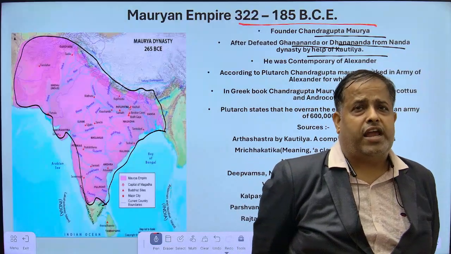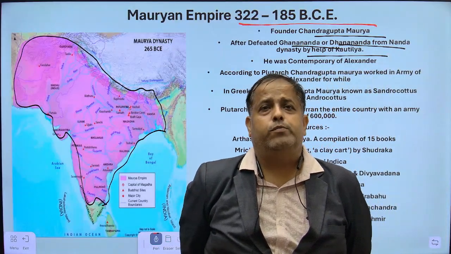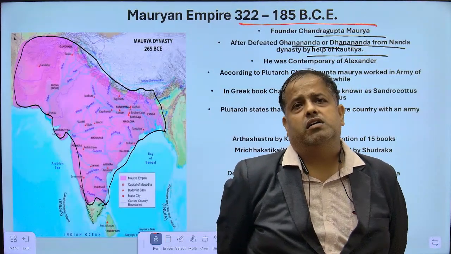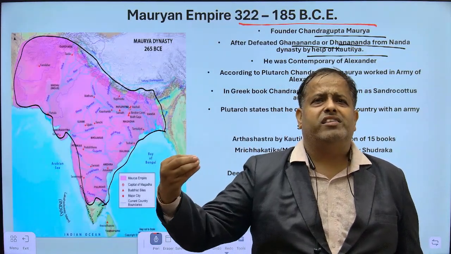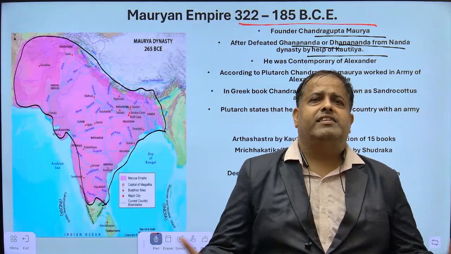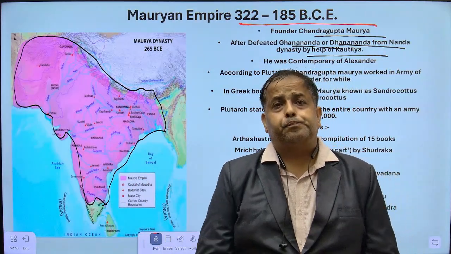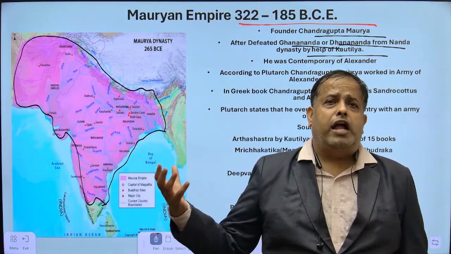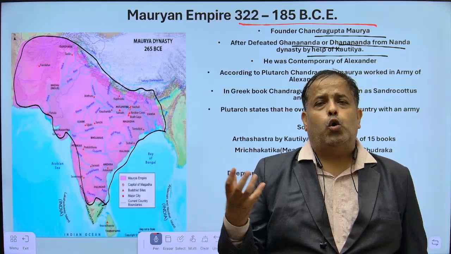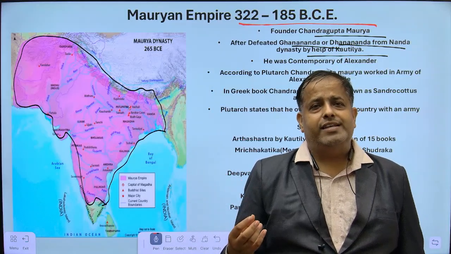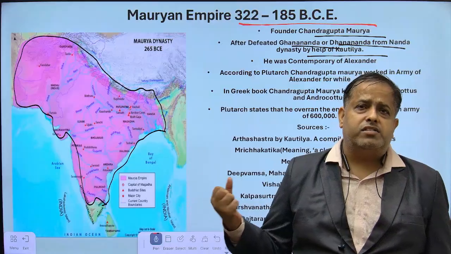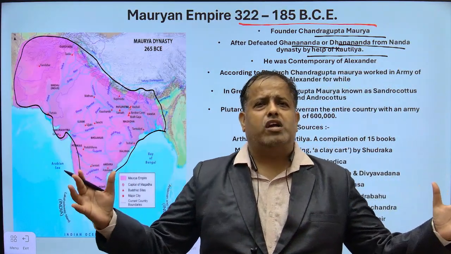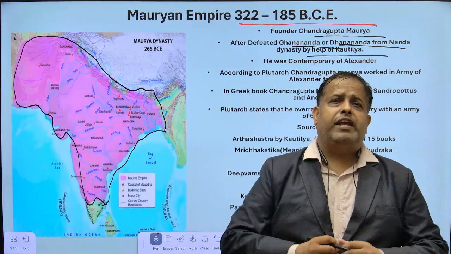Then the Shishunaga dynasty arrived. In the Shishunaga dynasty, we got two supreme rulers, Shishunaga and Kalashoka. After Shishunaga, there were some small dynasties. Then we got the Nanda dynasty, established by Mahapadma Nanda, and a total of nine rulers ruled there, known as the Navnand. The last one was Ghanananda. He had a huge army of 2 lakh soldiers and won a very big area.